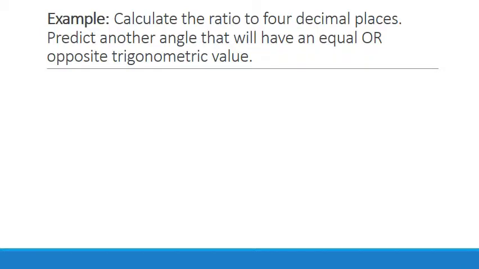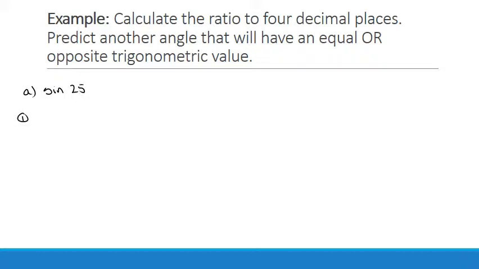All right, let's do a quick example before I let you go, to make sure this sticks in the head. Let's calculate the ratio to 4 decimal places. Then we'll predict another angle that will have an equal or opposite trig value. So if I give you sine 25, the first part is to calculate it.